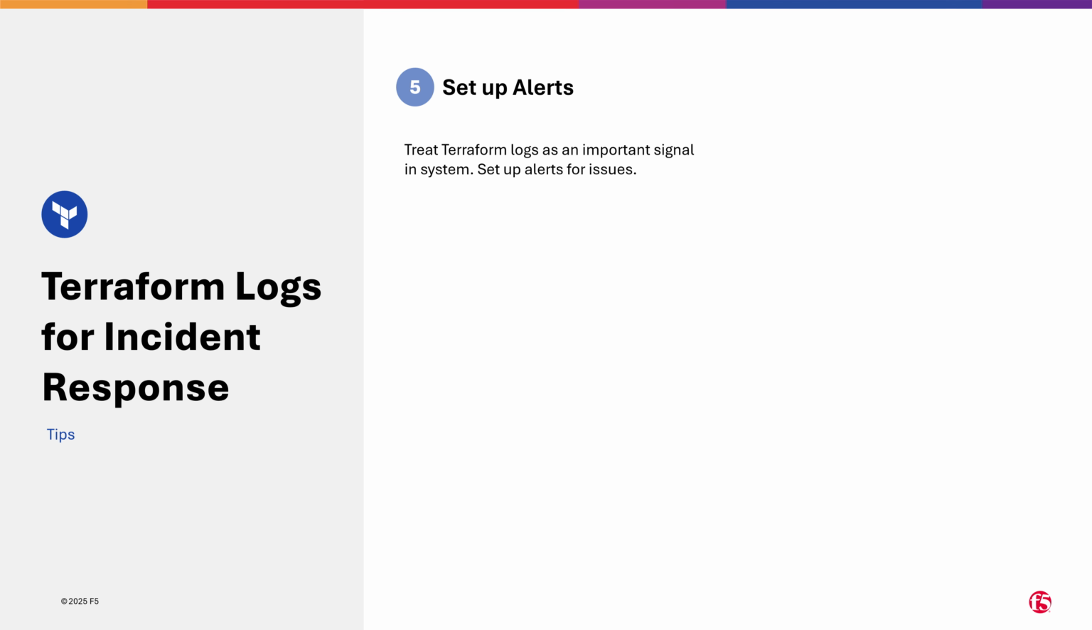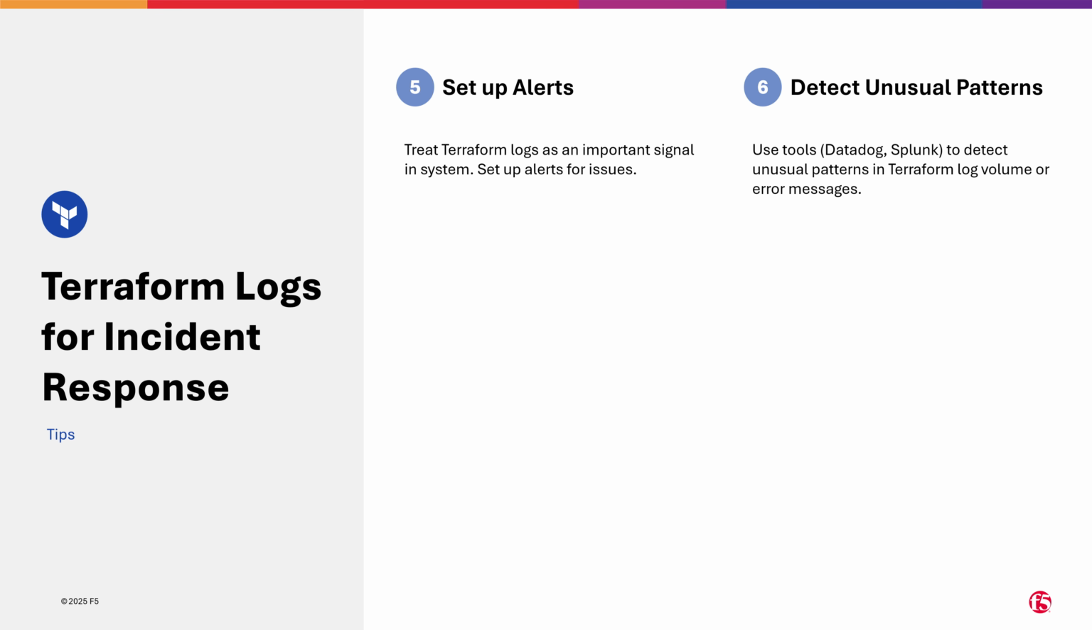Your logging system might help you detect this. Or when Terraform tries the same action many times before it succeeds, it could be a sign of problems. Even if the apply succeeded in the end, it's worth checking why the retries happened. You can use tools like Datadog or Splunk to detect unusual patterns in Terraform log volume or error messages. A sudden increase in errors might point to a bigger problem in your system.